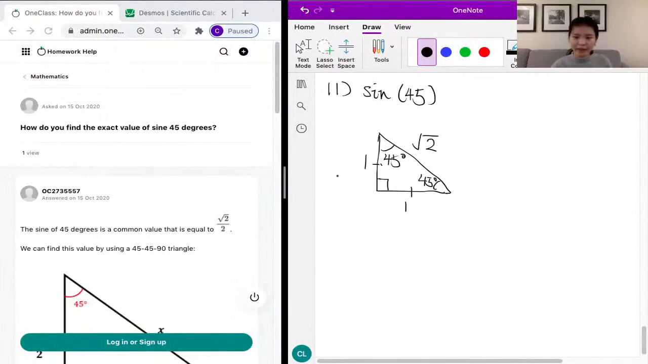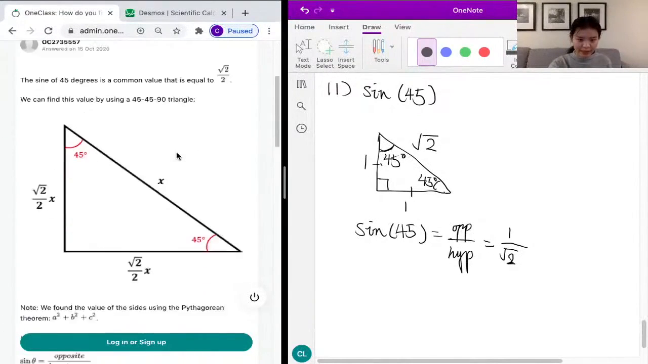In order to find sine 45, we just pick an angle, which is 45 degrees, and we know that sine of a function is opposite over hypotenuse. So let's just write equals OPP, opposite, over hypotenuse. Then the side opposite to the angle 45 is 1, so we have 1 as the opposite side, and hypotenuse is √2, so I have √2 as the hypotenuse, and the exact value of sine of 45 is just equal to 1 over √2.